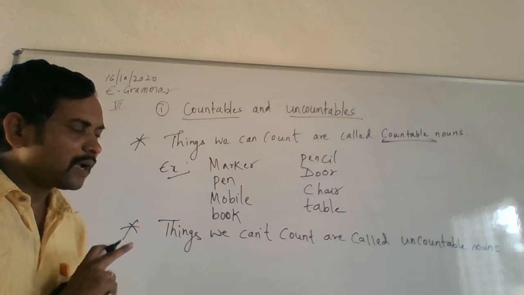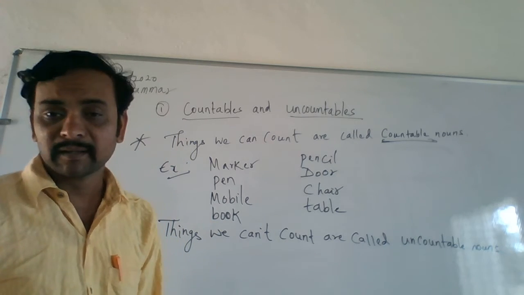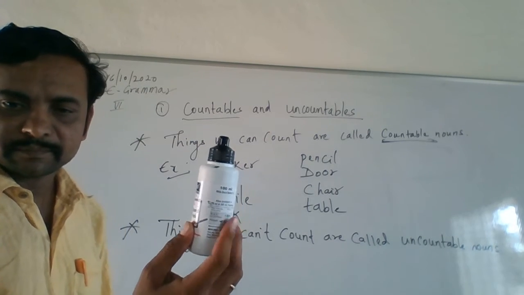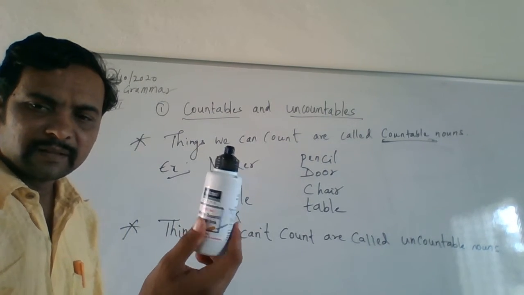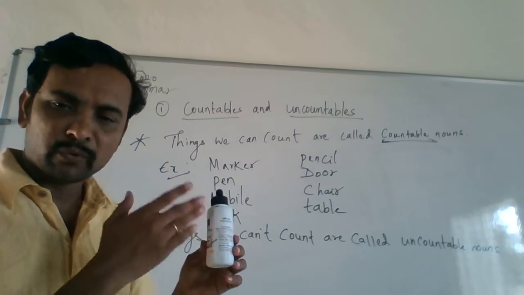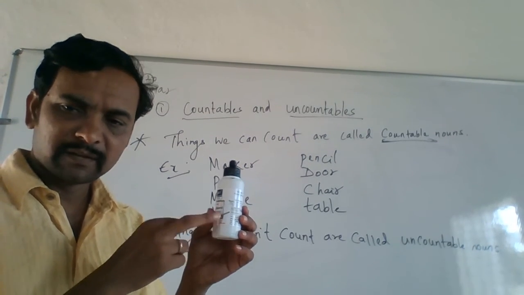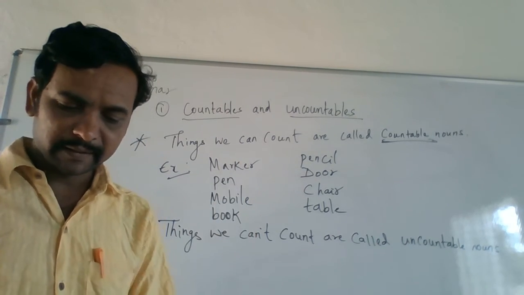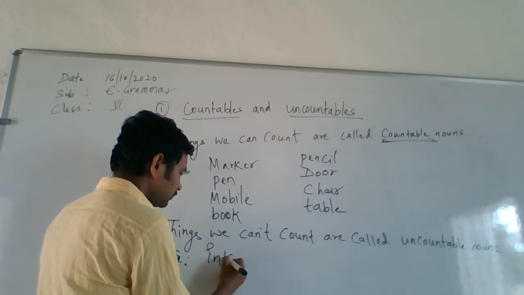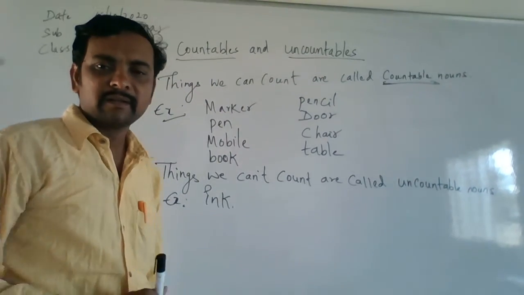When you can't count the thing, that is called an uncountable noun. That is an uncountable noun. For example, in the bottle, ink is there. Can you separate it? 1, 2, 3, 4, 5, like that? Is it possible to separate it? Highly impossible. So, ink. For example, ink.